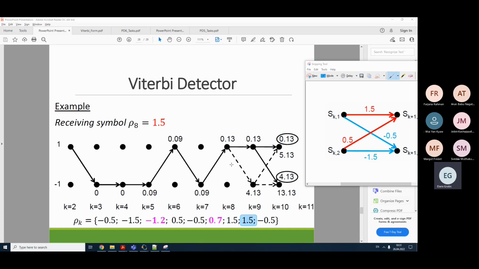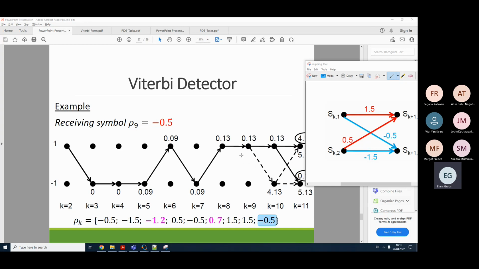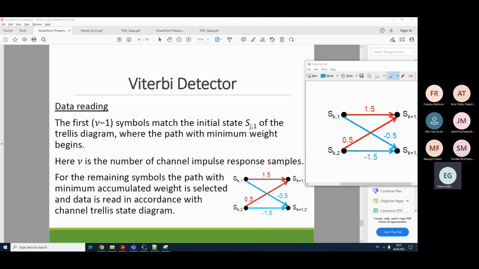And as we repeat it, we can see that some paths are extinguished, yes, and only the true path remains that marks our data. So now we need to read our data from this path, yes, and for that, we are going to use this diagram of the states. And accordingly, we will read our data.